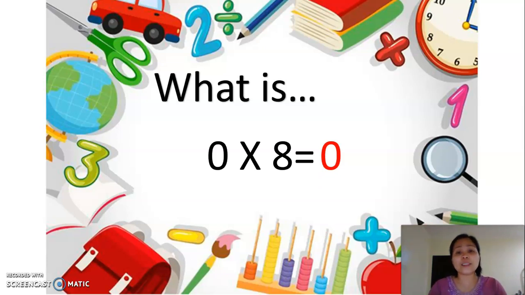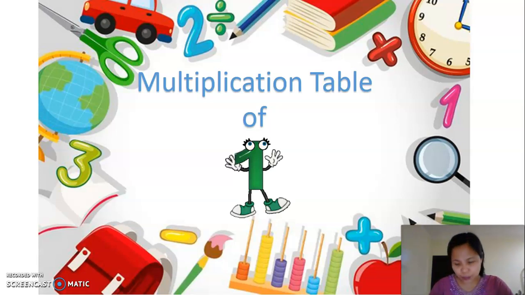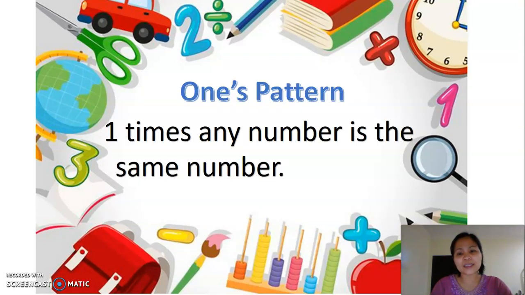So that is all about the multiplication table of 0. Always remember the 0 pattern, which is that any number multiplied by 0, no matter how big it is, the answer is always 0. Okay? So let's move on to the multiplication table of 1. For the multiplication table of 1, we also have what we call the ones pattern. The ones pattern states that 1 times any number is the same number.